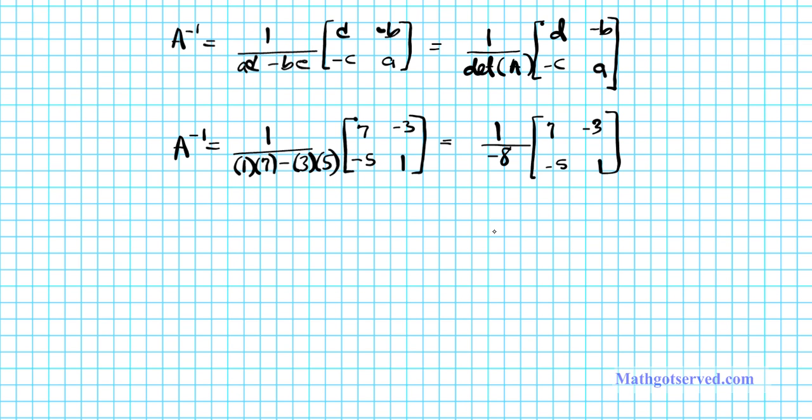This negative 1 over 8. So if you go ahead and do that, you're going to have, let's see what we have, negative 7 over 8, positive 3 over 8, positive 5 over 8, and lastly, negative 1 over 8. This is the inverse of matrix A.